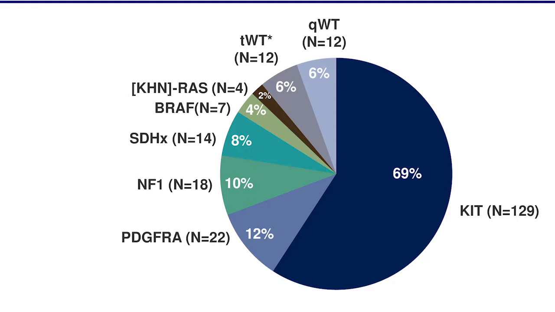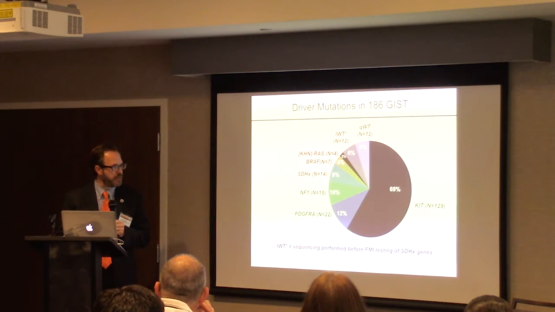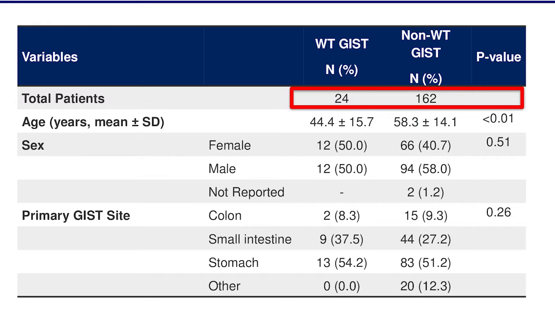as either triple wild type or quadruple wild type, which is a little bit made up in the sense that the triple wild types we just did at the time, prior to the SDH genes being part of the Foundation Medicine panel, because it was so early on in their experience. This paper was published a couple of years ago, so we know a lot more now.